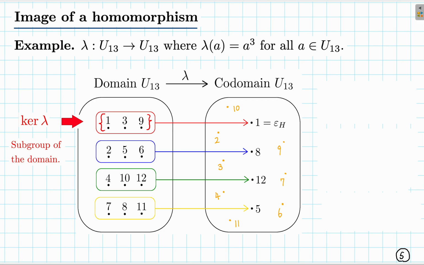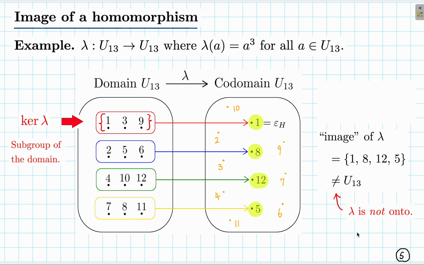Next, we'll describe another important subgroup that's associated with a homomorphism. We'll put our focus on the codomain of lambda and highlight the elements of the codomain that are actually hit by the function lambda. So 1, 8, 12, and 5. Together, those elements form a subset of the codomain called the image of lambda. And we see that the image doesn't equal all of U13, and that's another way of saying that lambda is not onto. Now it turns out that the image happens to be a subgroup of the codomain.